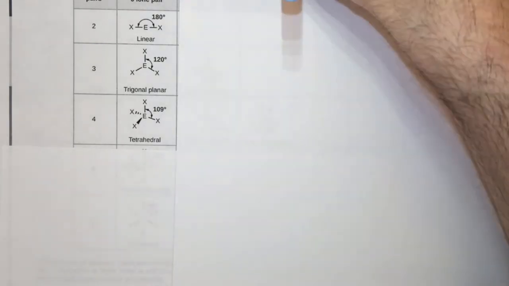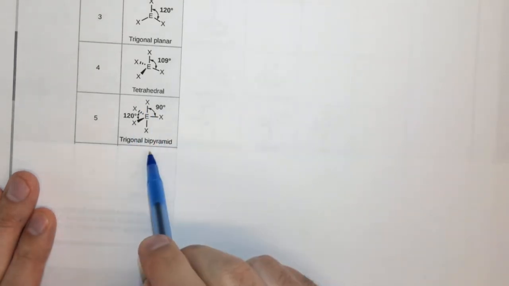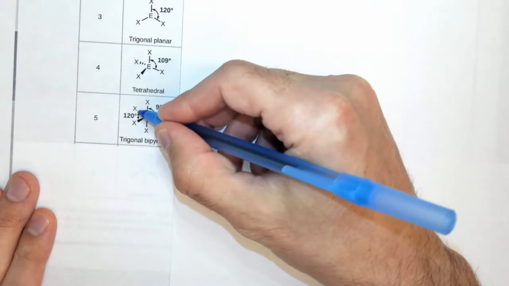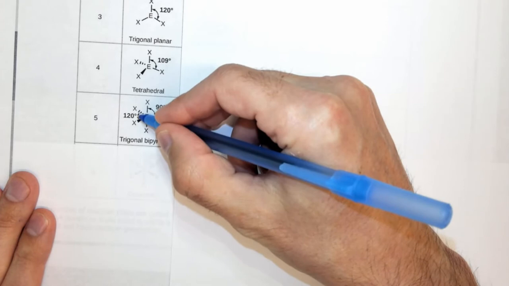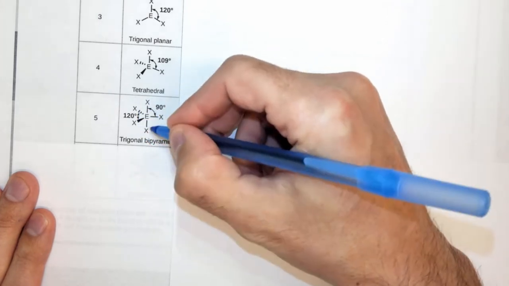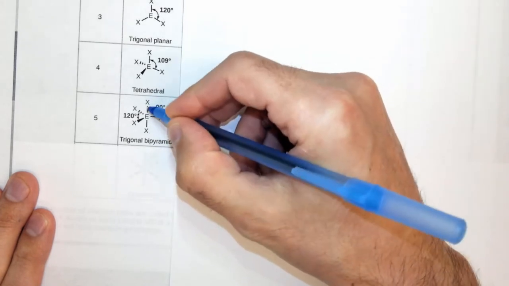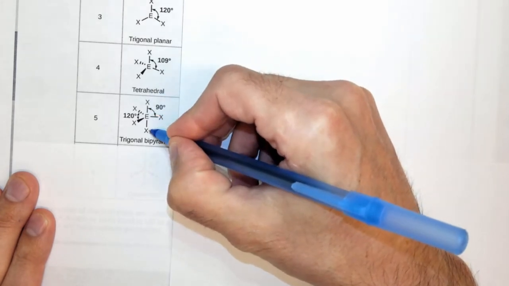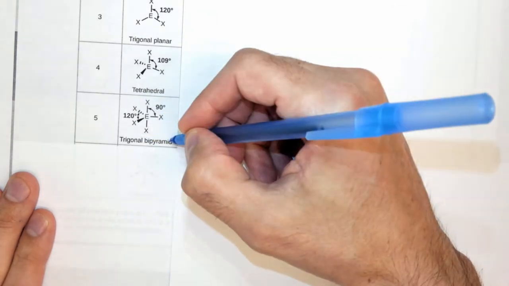Let's look at a couple examples with expanded octets. Here we have an expanded octet where we have five domains around a central atom. And three of them are in one plane called the axial plane and have a 120 degree angle. Two of them, this X and this X, are in what is called the equatorial plane, and this XEX bond angle is 90 degrees, and this XEX bond angle is 180 degrees. So this is called a trigonal bipyramid, or trigonal bipyramidal.